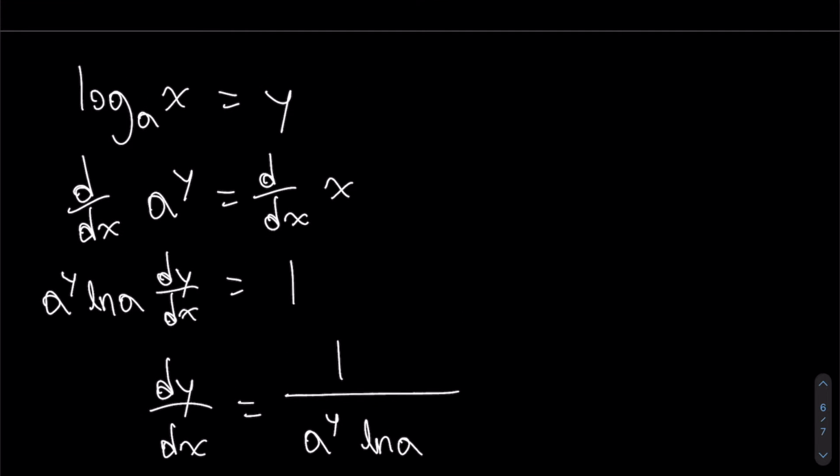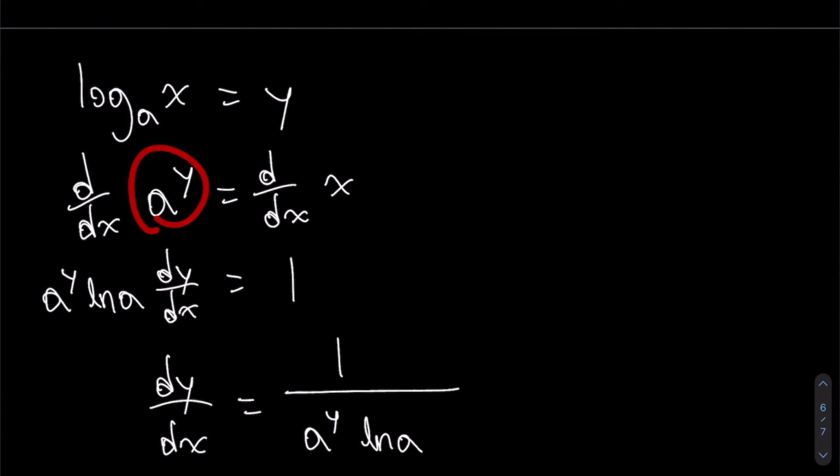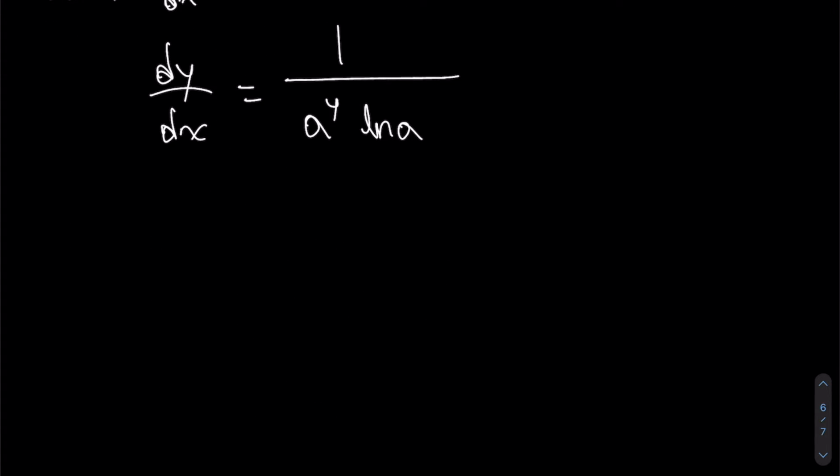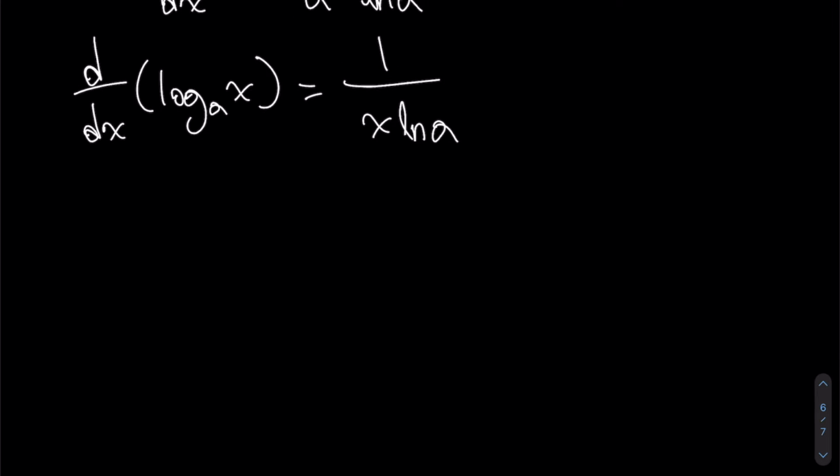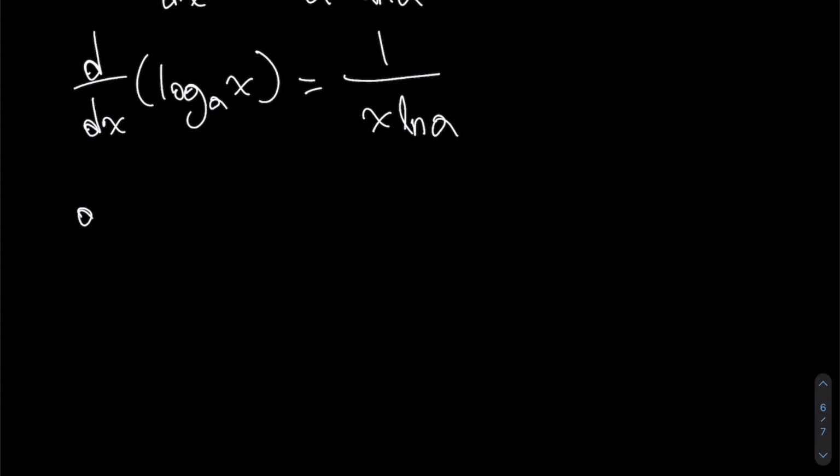And look at this. What did a to the y equal? A to the y equaled x. So the derivative of y, which is log base a of x, equals 1 over x times ln a. And again, if you plug in a equals e, you will then get the derivative of the natural logarithm, which is 1 over x, because ln of e equals 1.